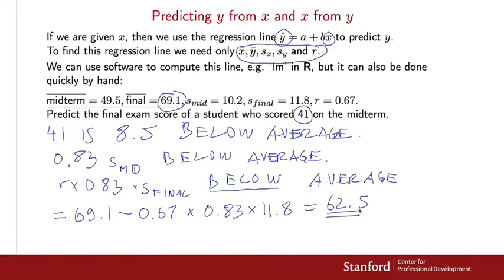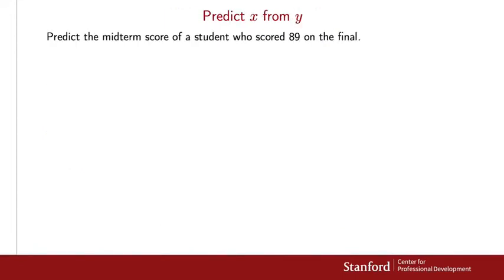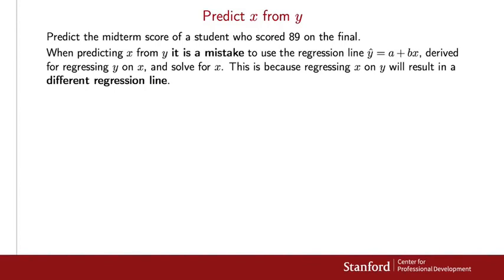This will be our prediction that we got from regression. Now let's turn the prediction around. Suppose I told you that a student scored 89 on the final, and your task is to predict the midterm score of that student. Here's one important thing about regression.